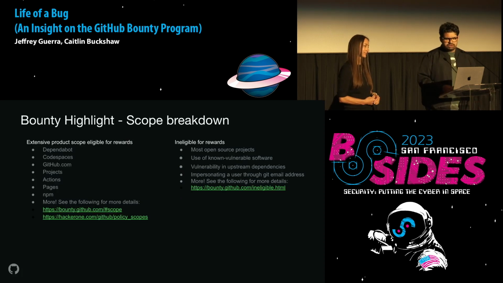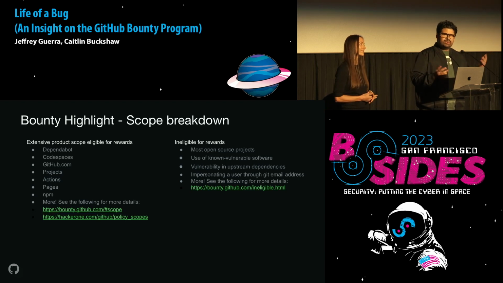Here's our scope breakdown. Just a quick high level. Almost everything is in scope. Almost everything is eligible for rewards. Dependable, Codespaces, the types of products that everybody uses daily. You can check out our scope on our own personal site at bounty.github.com/scope or our policy page on HackerOne.